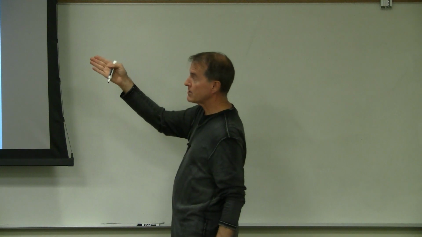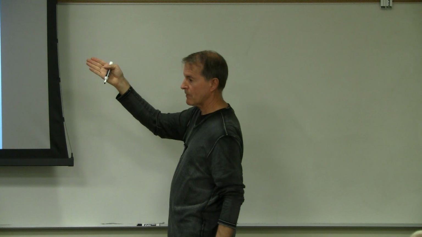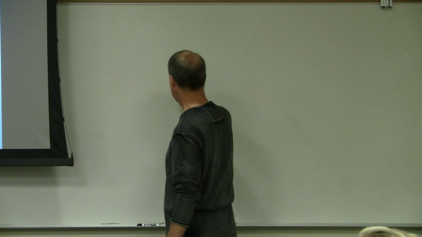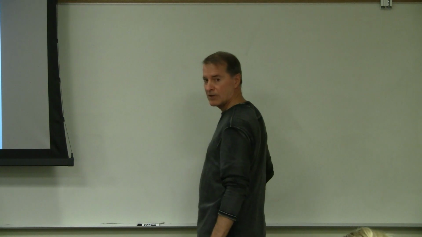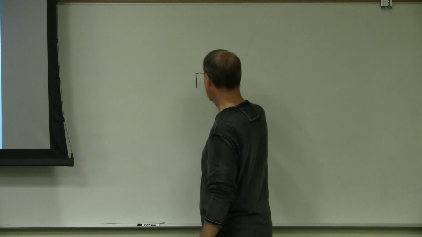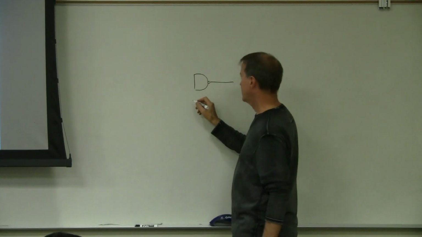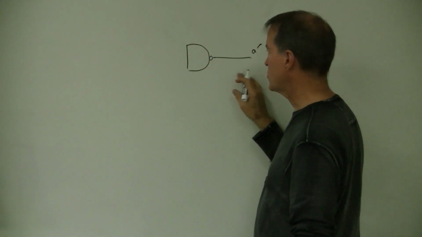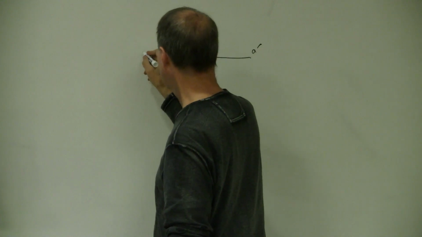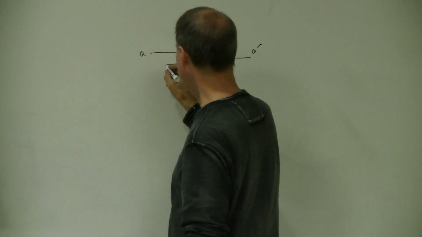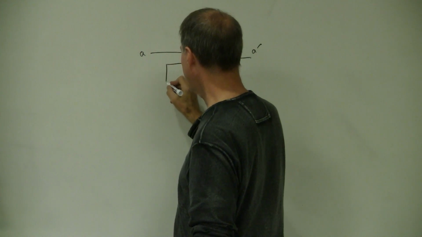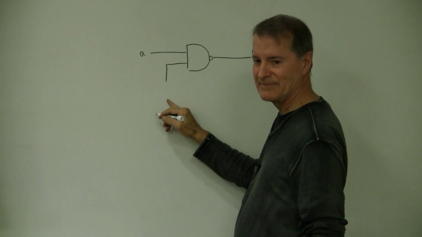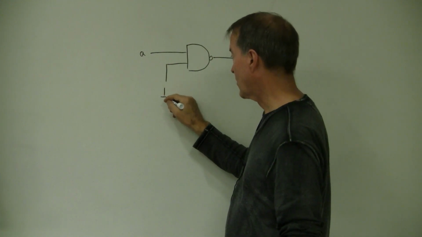There's another way to make an inverter out of a NAND. Here, let's do it. Suppose you have a NAND like this, and you want this to be A prime. You can feed in A here, and tie this other input to what signal? 5 volts, yes. So you can make a 1 here.